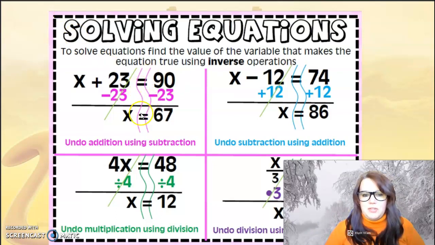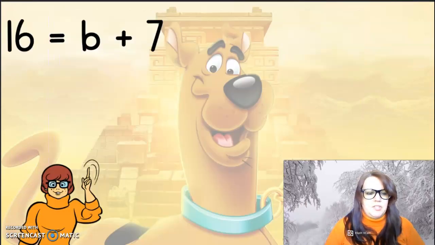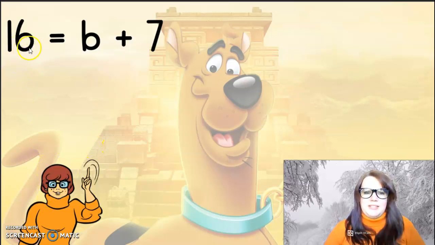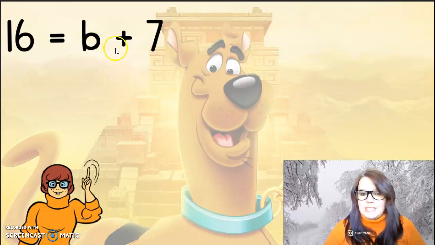Just like in these notes, I like to draw lines down the equal sign so I know that they stay even. It helps my brain. And I'm going to do some examples for you in this video. Okay, so let's do an example. Velma. All right, my first example is 16 equals b, which is my variable. I don't know what that is, plus 7.